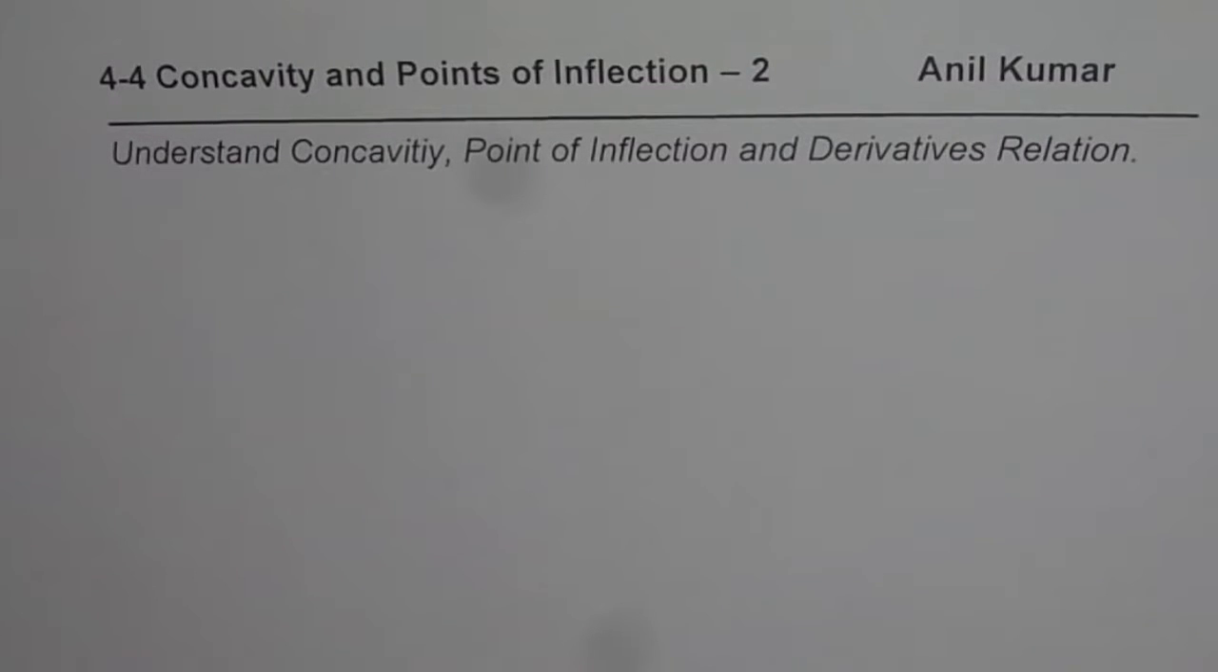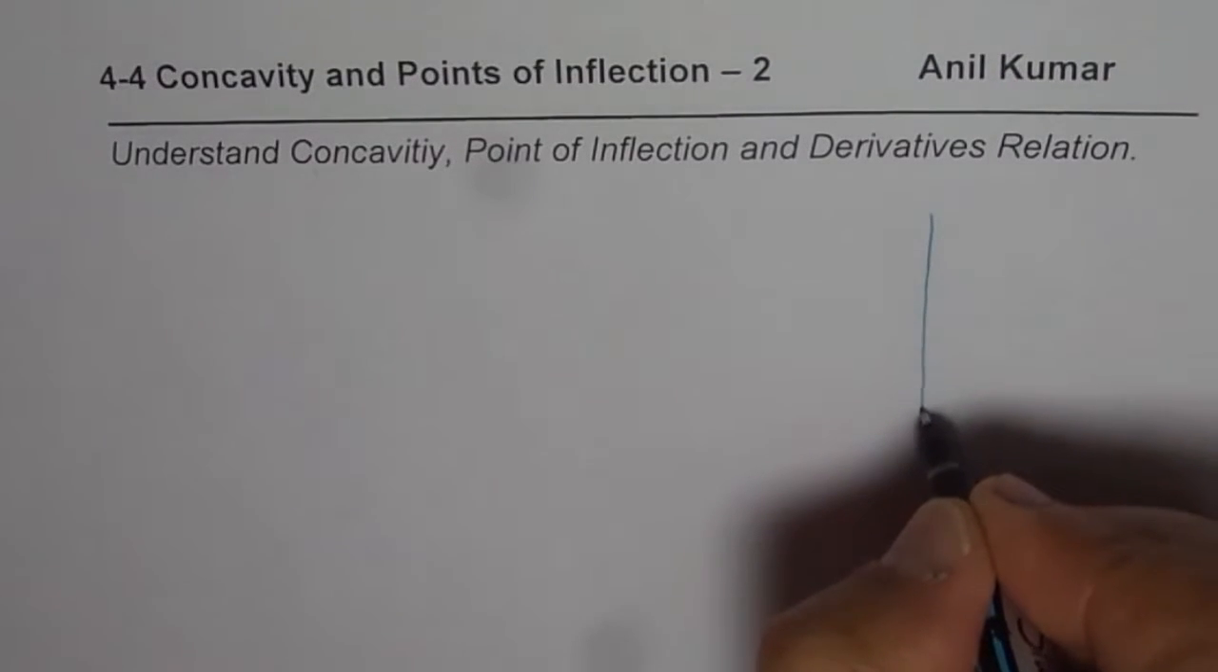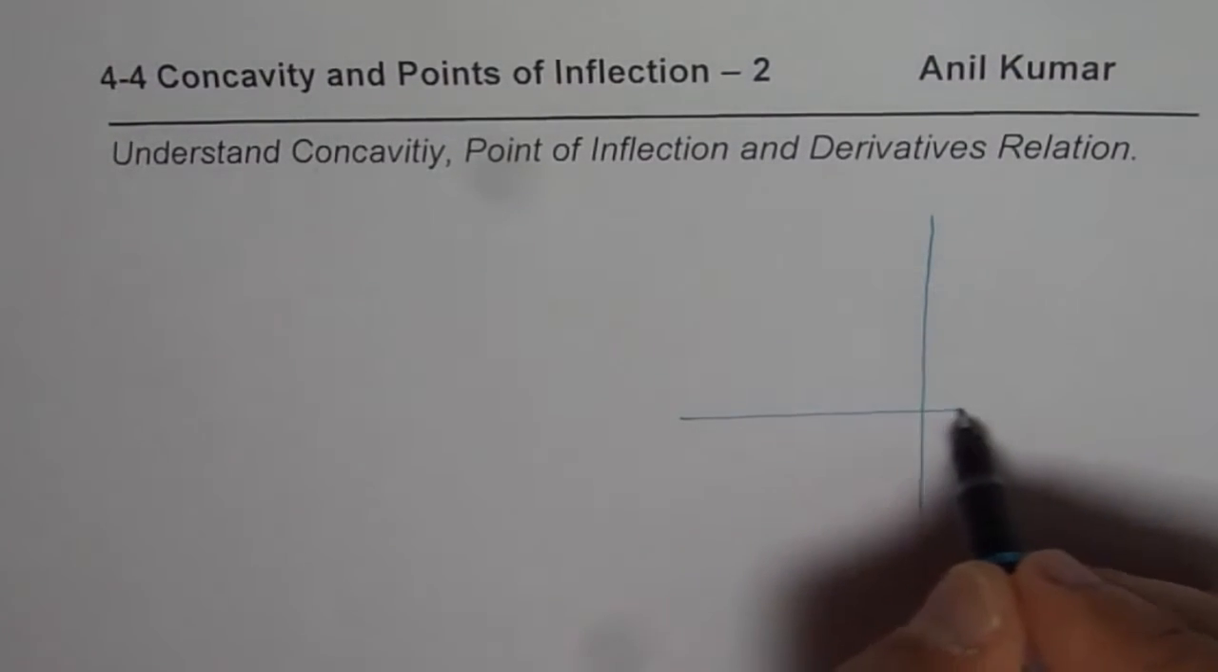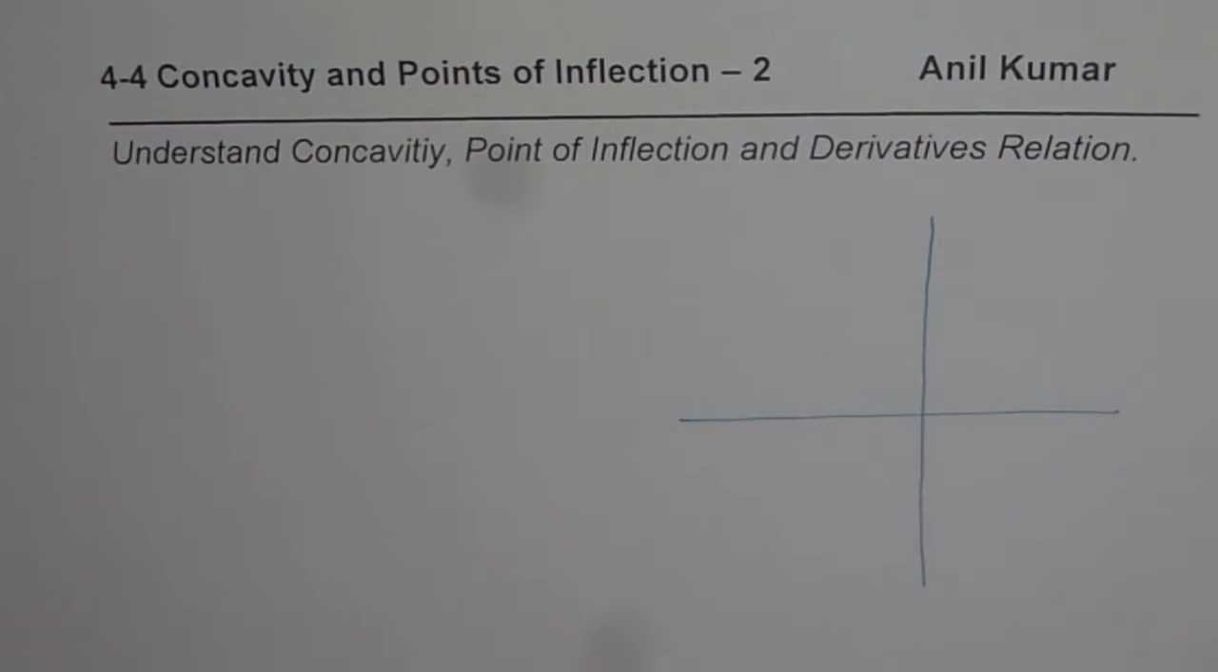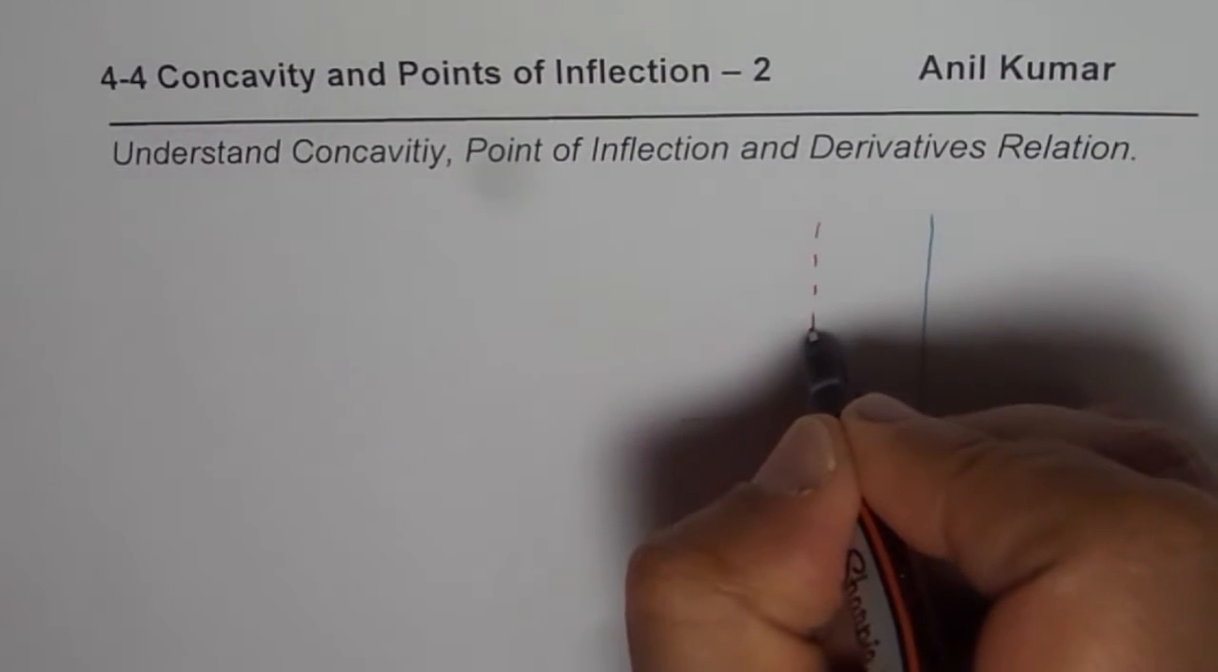I'm Anil Kumar, and here is the second question for you on concavity and points of inflection. This time I'll sketch the graph of a rational function. As you know, rational functions could have vertical asymptotes, so let me sketch some vertical asymptotes.